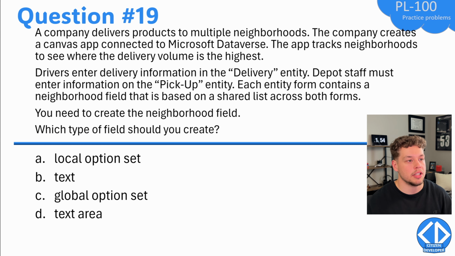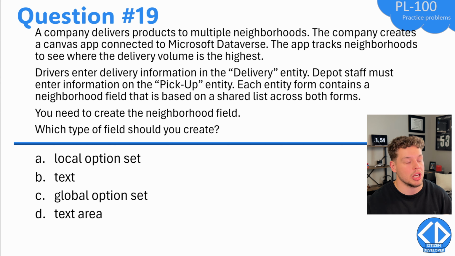Okay, so my initial thoughts are that neighborhoods could be either records and relationships through lookups, or an option set. And after looking at the answers, we only have option set related answers. So let's go ahead and cross lookups off the table. That's going to leave us with either A or C. B and D wouldn't work because we need them to be a shared list across the different tables. Text would just mean they're typing them in. That wouldn't be it. So we have A or C, local or global.